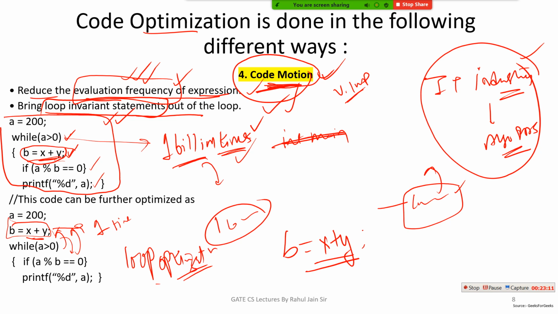Is it clear? Because it is a part of the IT industry, and whenever you face an IT industry interview, you will get such practical problems in front of you. They will ask which statement should be put outside of the loop, or what you will modify in the current executable code so that the time complexity of our code can be reduced. What will you apply? You will need to apply code motion there.